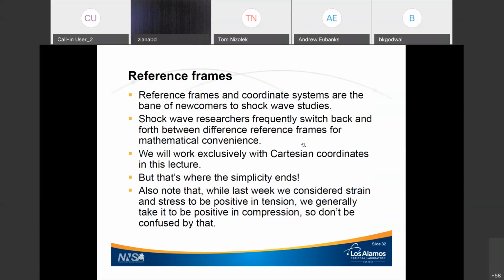One other thing to point out is that last week, when I talked about stress and strain, stress and strain were assumed to be positive in tension. When you're stretching the material, expanding the material, that was positive stress and strain. Shockwave researchers generally take stress and strain to be positive in compression. So please don't be confused by that.